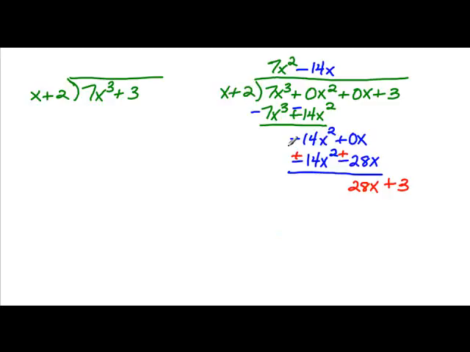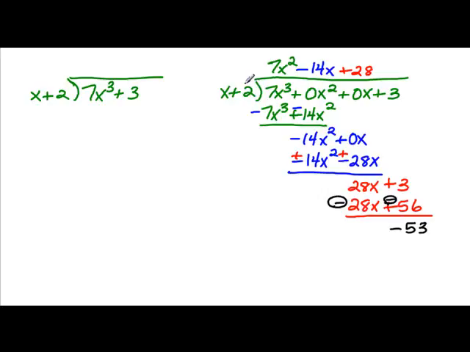So now we say x goes into 28x plus 28 times. So 28 times x is 28x. 28 times 2 is plus 56. So now we need to subtract, change the signs. So the 28x's are eliminated. 3 minus 56 is a negative 53. Now we are done dividing because x does not go into negative 53.